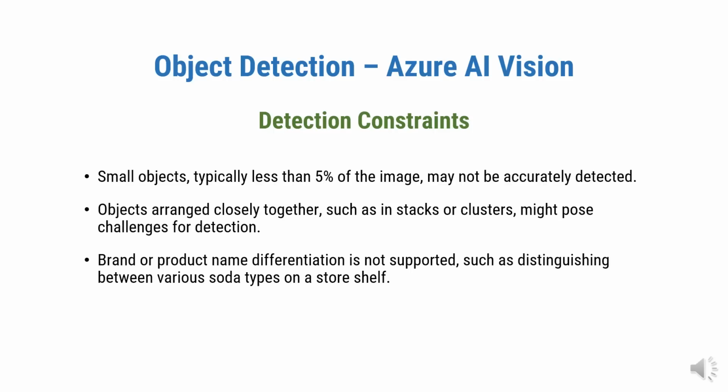Detection constraints. Small objects, typically less than 5% of the image, may not be accurately detected. Objects arranged closely together, such as in stacks or clusters, might pose challenges for detection. Brand or product name differentiation is not supported, such as distinguishing between various soda types on a store shelf.